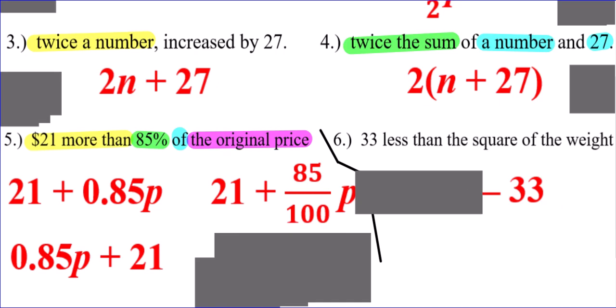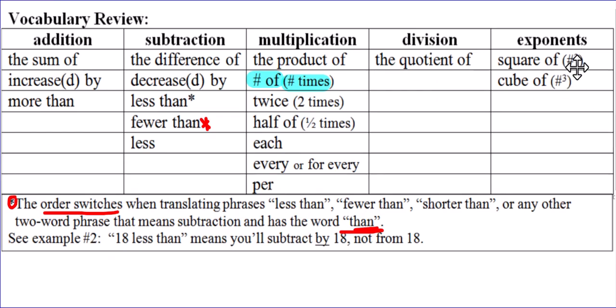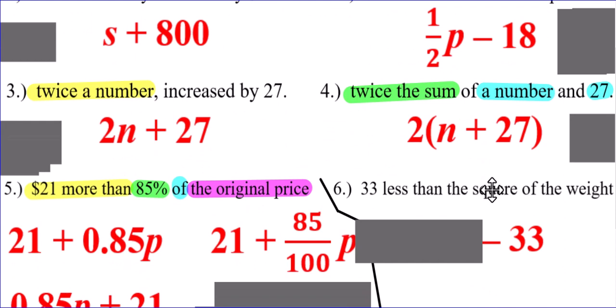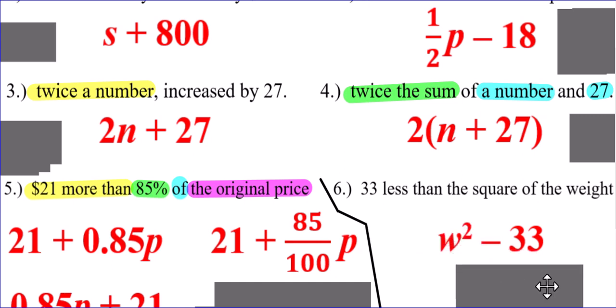By the way, square of was in the chart. It's one of those phrases that means a specific exponent. Here it's the second power. Cube of would be the third power. So the square of the weight means the weight is being taken to the second power. What is the weight? We don't know. We'll pick a variable.